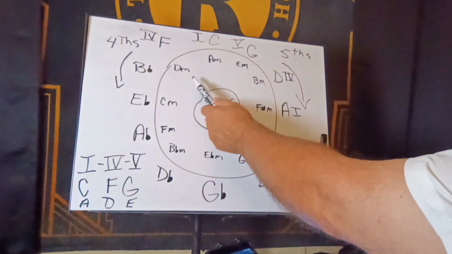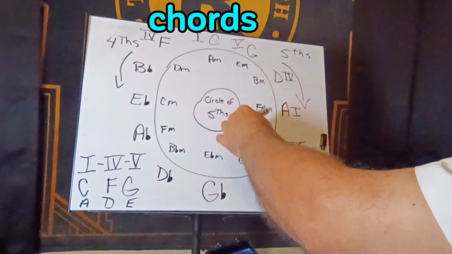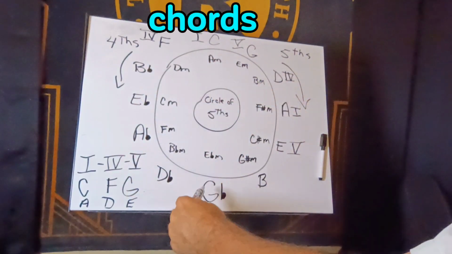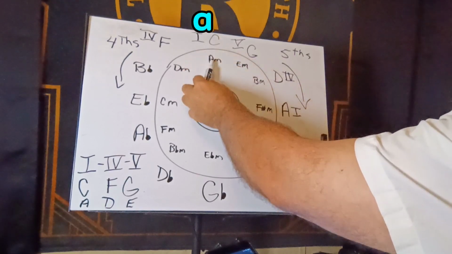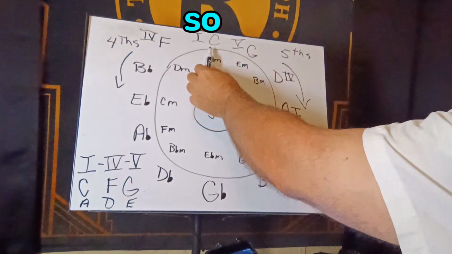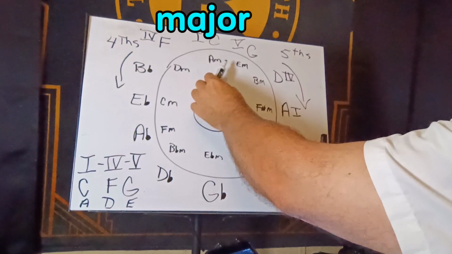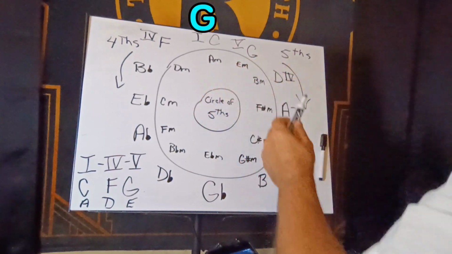Now these chords inside the circle are minor chords. The chords on the outside of the circle are major chords. So they're known as relative minors. They're like a twin to the major. So A minor is the relative minor of C major. E minor is the relative minor of G.